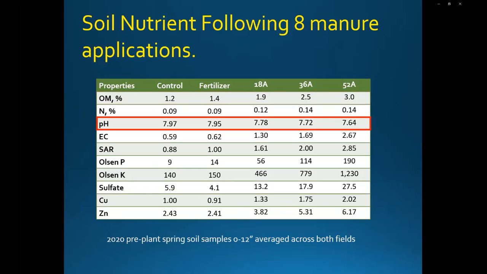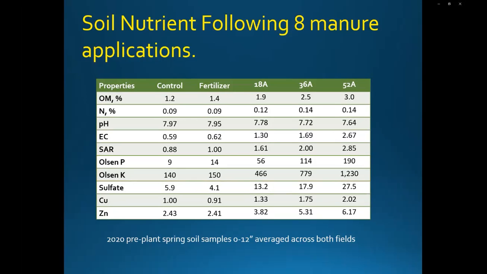Interesting that the pH actually decreased at high manure application rates, so the manure is kind of acting as an acidifying agent as it's breaking down in the soil. You can see both Olsen phosphorus and potassium increase dramatically with manure applications. So going from 14 parts per million Olsen P in the fertilizer plots up to 190 parts per million in the highest manure application rate. And for potassium, going from 150 parts per million in the fertilizer plots to a little over 1,200 at the highest manure application rate. So you're really accumulating quite a bit of nutrients in these soils when you're applying manure.